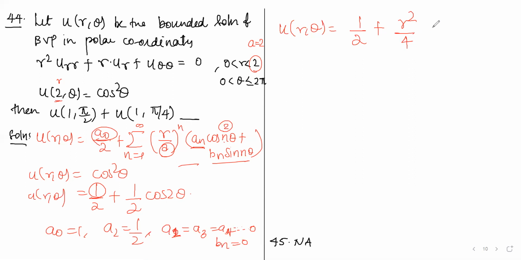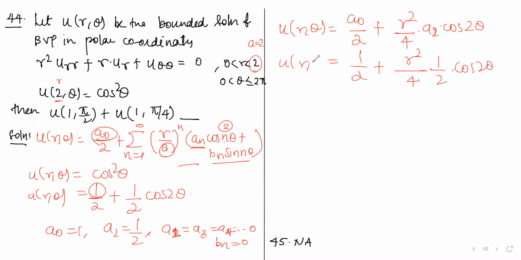And then it will be cos 2 theta. Sorry, once again, it is a0 and then a2 times cos 2 theta. Now let us write down: a0 is 1 by 2 and r is not given, so write down here 4, and a2 is half and then cos 2 theta.